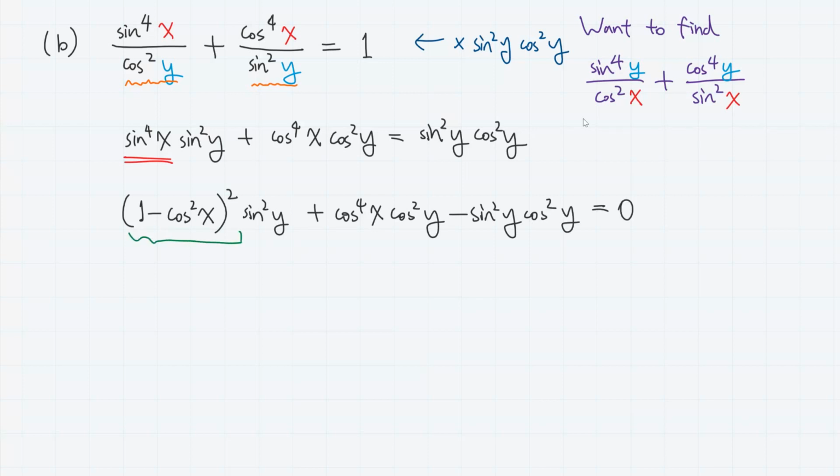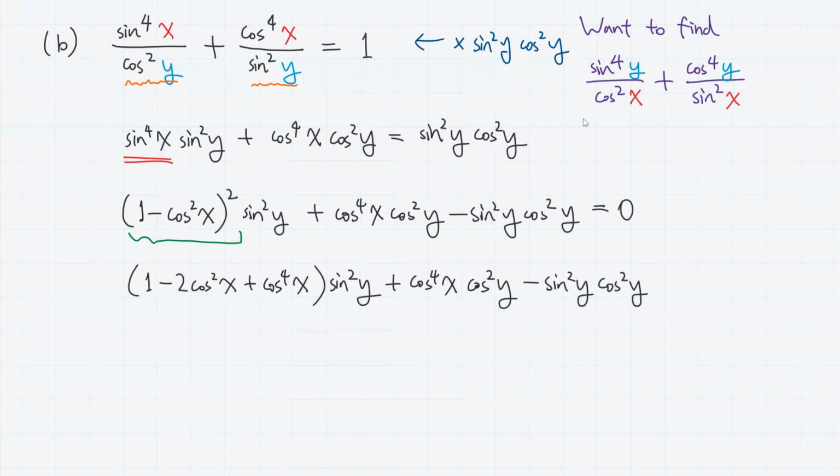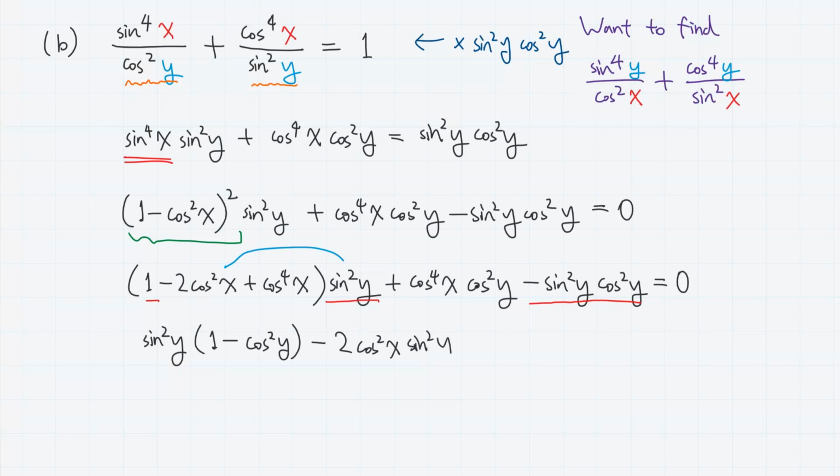Then we expand this part. So 1 minus 2 cosine squared x plus cosine to the power of 4x, times sine squared y, plus cosine to the power of 4x cosine squared y minus sine squared y cosine squared y equals 0. Here, notice this sine squared y and minus sine squared y cosine squared y. So we have sine squared y times 1 minus cosine squared y. And then this minus 2 cosine squared x sine squared y.